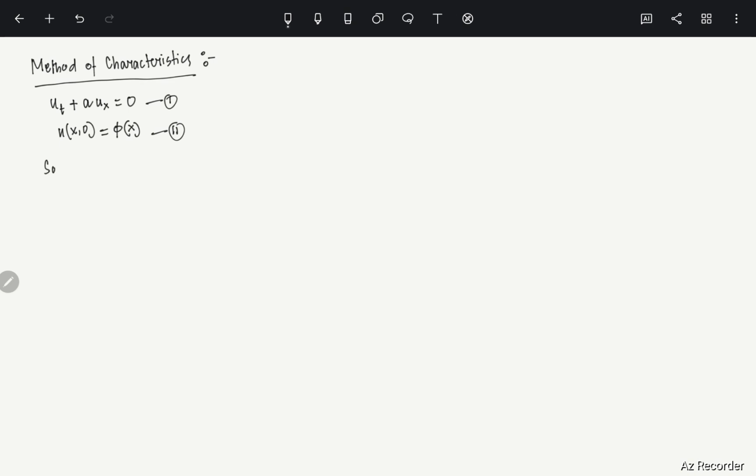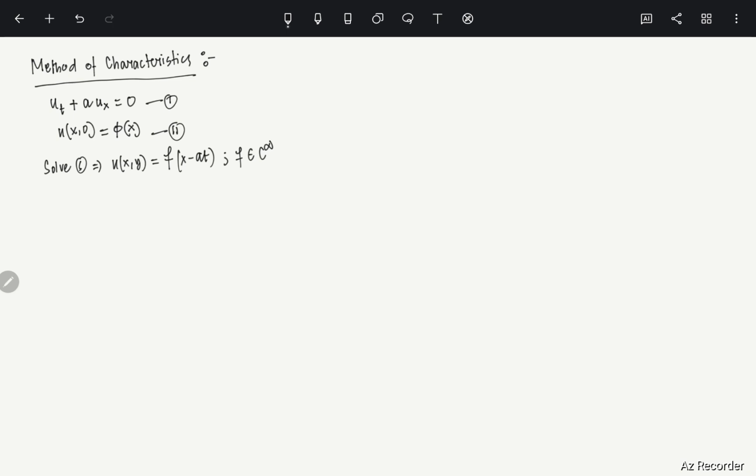So if you solve 1, then you get u(x, y) equal to some arbitrary function f of x minus at. And what is f? f is a C infinity function. So this we already know from the previous methods which we have already learned.